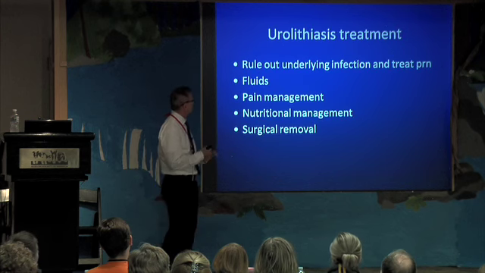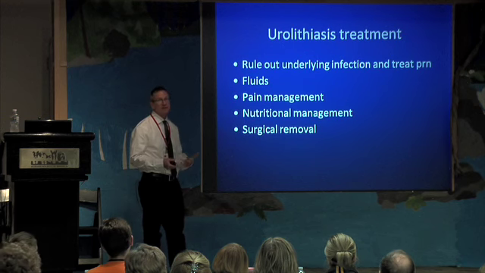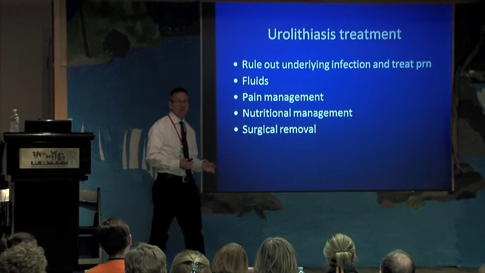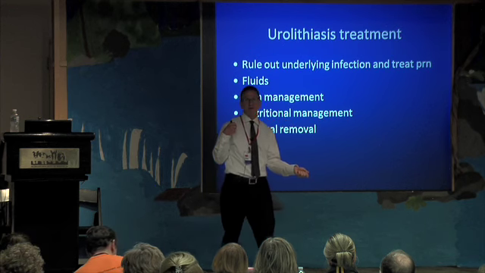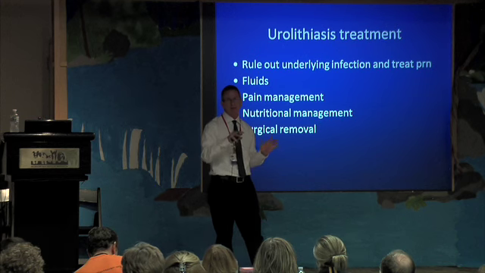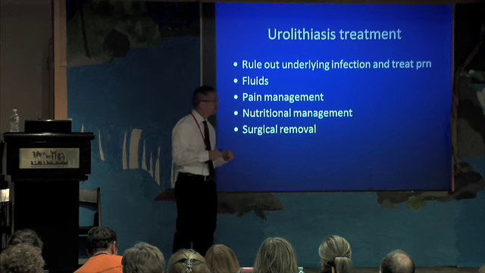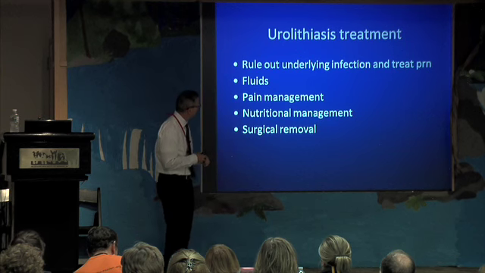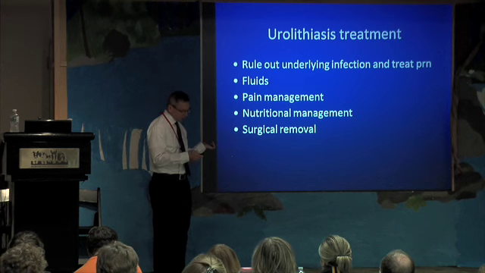So in general, urolithiasis treatment means ruling out underlying infections, so ideally getting a sample directly from the bladder by doing a cystocentesis, which means we stick a needle in the bladder and pick out a sterile urine sample, so it's not been contaminated by the urethra or the perineum that's all soiled. Then look for bacteria, and if they're there, ideally culture it again. Then fluid therapy, pain management, things I've already talked about, and surgical removal.